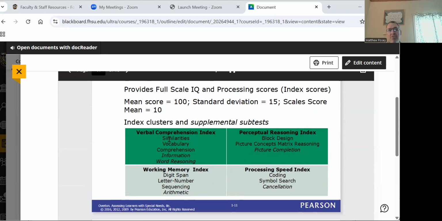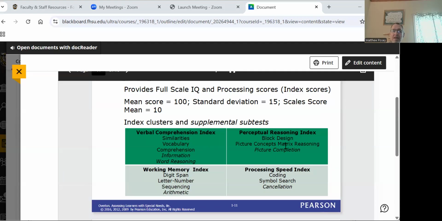Here are some of the categories. Basically, four main categories with subtests. We have the verbal comprehension index. Subtests we're looking at are similarities, vocabulary, comprehension, information, and word reasoning. And then we have a working memory index, so we have digit span, letter-number sequencing, and arithmetic.